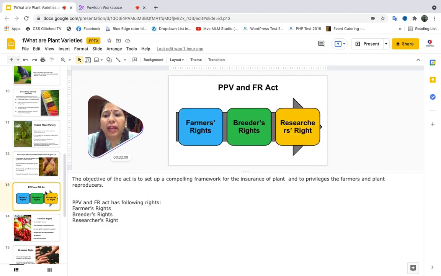So this PPV and FR Act was basically set up to make a framework for the protection of plant varieties so that farmers and breeders or reproducers could get a privilege from it. Now this act is further categorized into some rights. These are called farmers' right, breeders' right, and researchers' right. We'll learn about it.